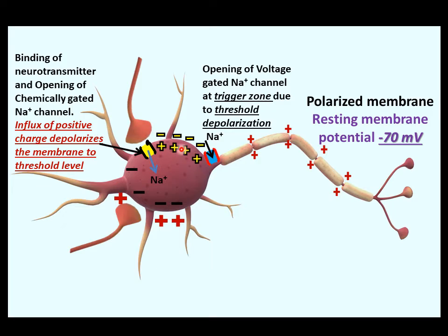Sufficient stimulus from the presynaptic membrane depolarizes to the threshold level. As the threshold potential is achieved, a voltage-gated sodium channel opens in the trigger zone of the axon, and sodium concentration inside the cell increases, generating the action potential at the trigger zone.